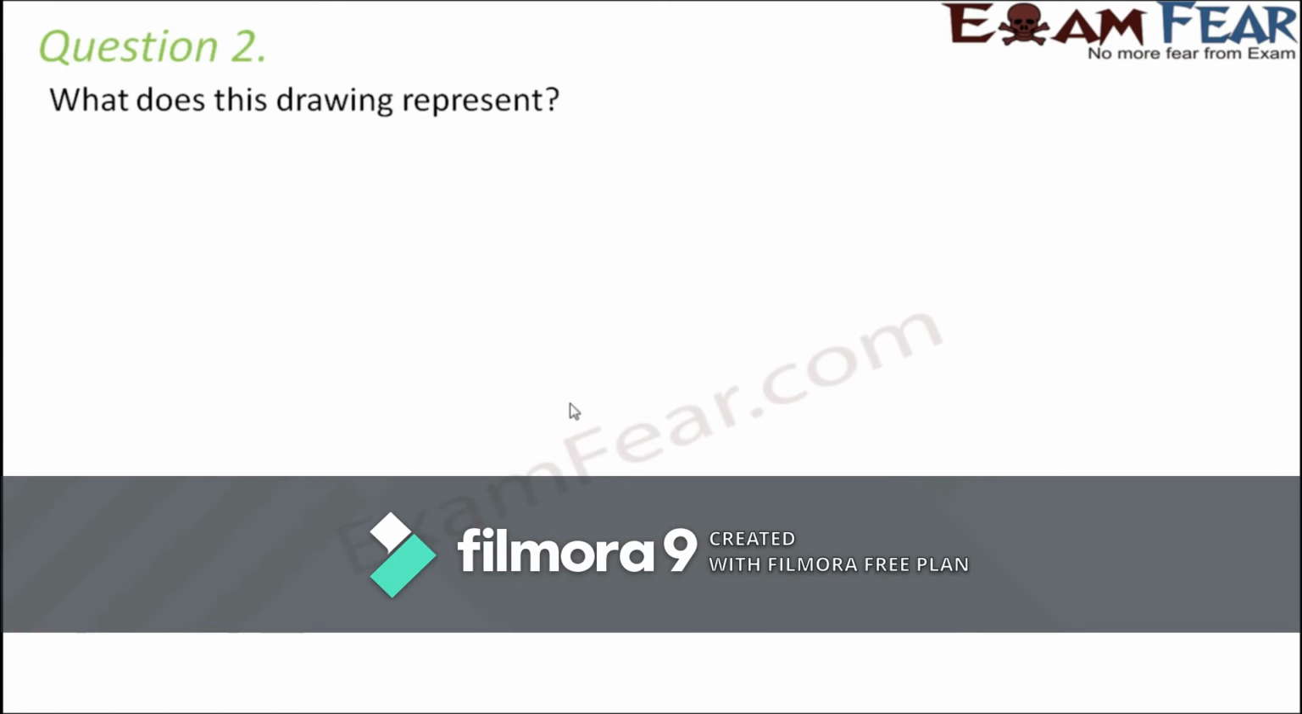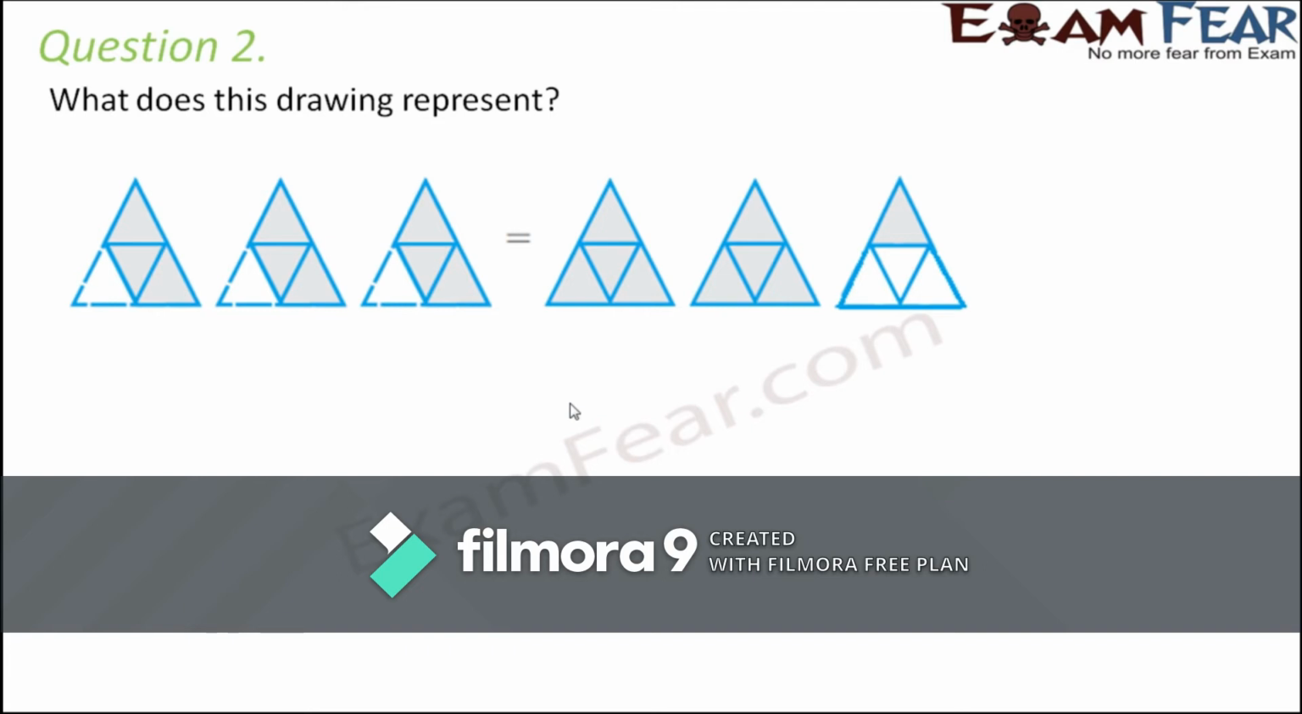Question number 2. What does this drawing represent? So here it actually is telling you something which results in something else. So let us first focus on the first triangle. What does it show? It has 4 equal parts, 1, 2, 3, 4, out of which 1, 2 and 3 parts are shaded. So this is 3 by 4. And how many such diagrams do you have? You have 3 similar triangles. That means 3 by 4 multiplied by 3. Right? Now, what would be the result of this 3 by 4 multiplied by 3? The result actually should be 9 by 4.